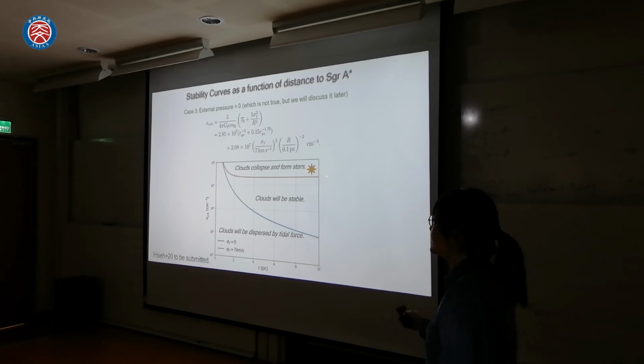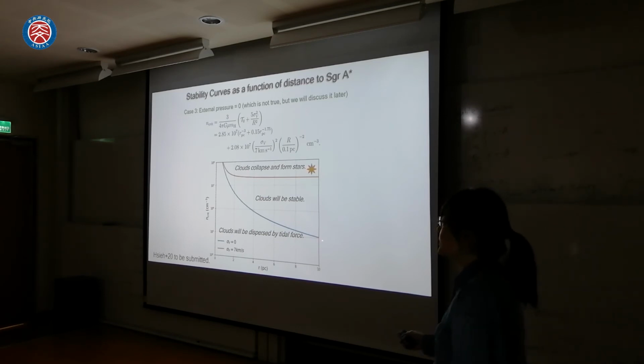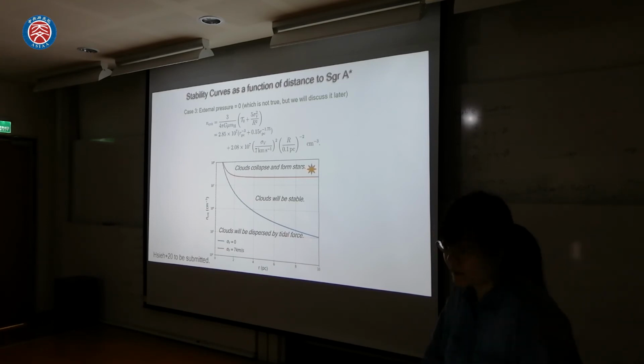The yellow line is the radial density related to star formation, but it depends on the strength of the turbulent velocity. Clouds that exceed the critical density for a certain turbulent velocity will be able to form stars. Clouds bounded by these two curves will be stable. But under the tidal threshold density, the clouds will be dispersed by tidal force.